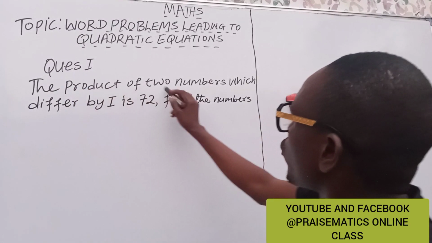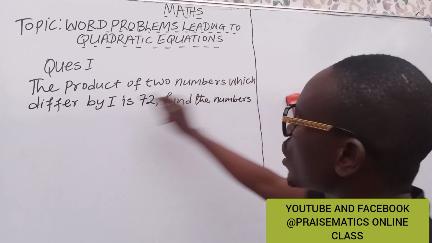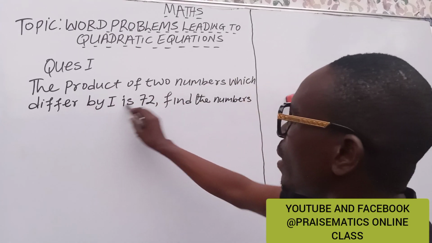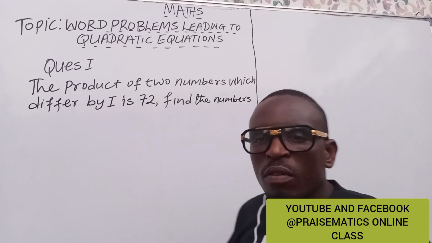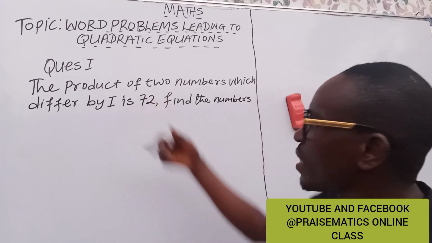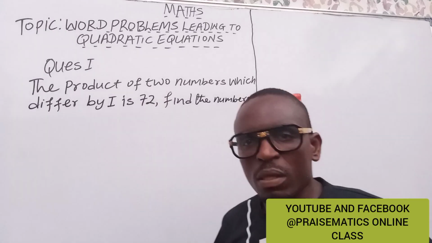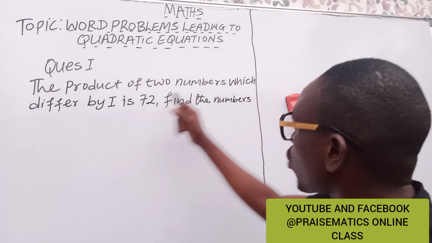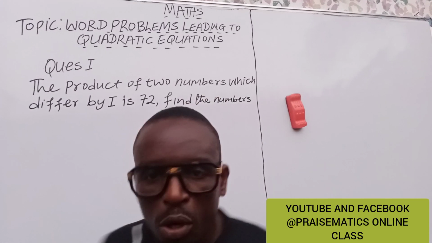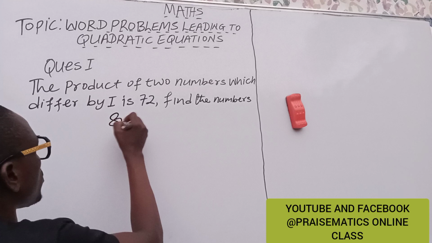The product of two numbers which differ by 1 is 72. Find the numbers. First of all, we need to interpret this in mathematical language. We need to translate it into a mathematical form. The product of two numbers. First of all, solution. You start with your solution.